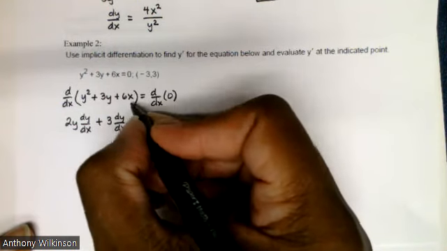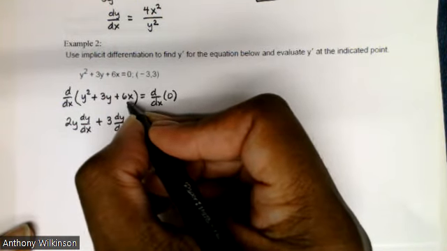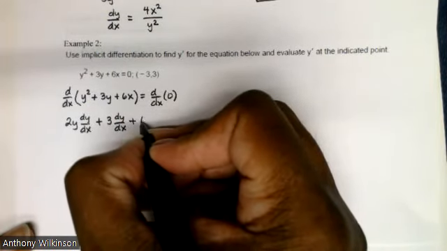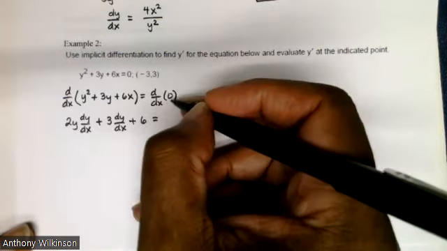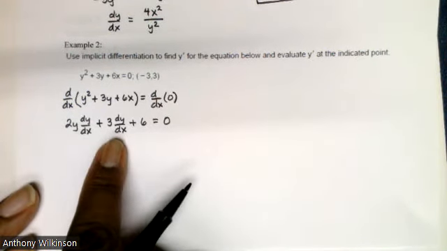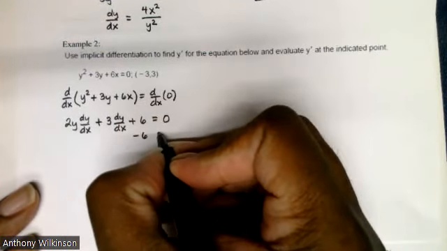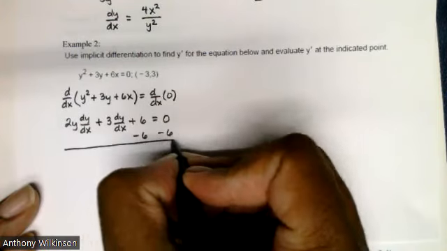Now, plus the derivative of 6x. I'm taking the derivative of 6x with respect to x, so that derivative would just be 6, and that's equal to the derivative of 0. Of course, that will be 0. All right, so here I'm going to collect all the terms that have dy dx, and then move all the other terms to the other side. These two terms I'll leave on the left side. I'll move the 6 over to the right side by subtracting 6 on both sides.